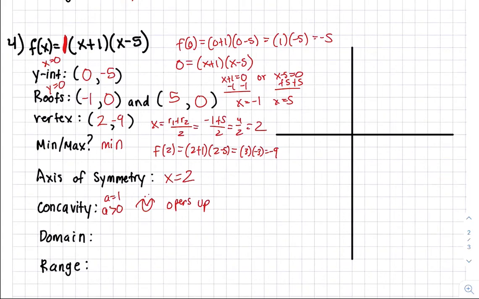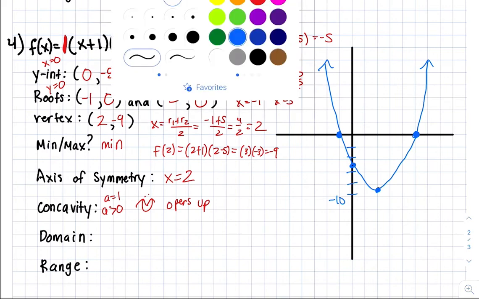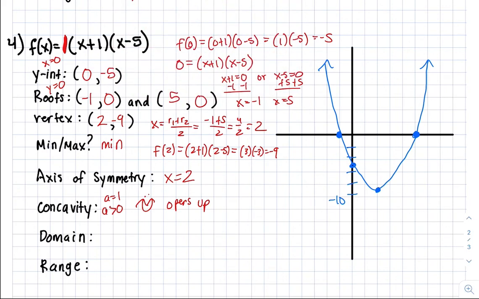Okay, so we got everything. Now we just graph, right? So roots, negative 1 and 5, 0. And 2, negative 9. I'm just going to do these by intervals of 2. So 2, negative 9 looks to be right there. The y-intercept is at 0, negative 5, which is right there. So your graph should look like that to some degree. Axis of symmetry, it's on x is equal to 2.